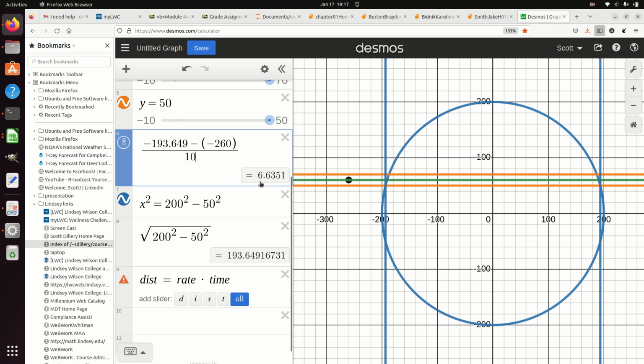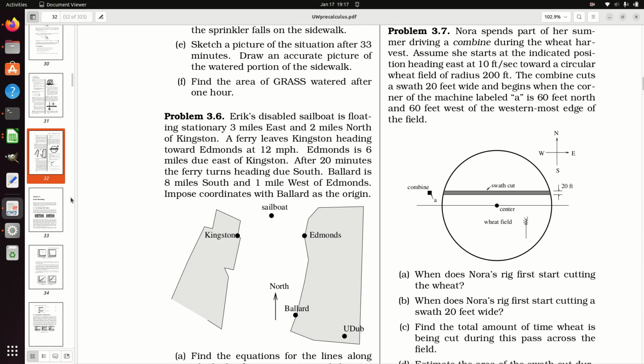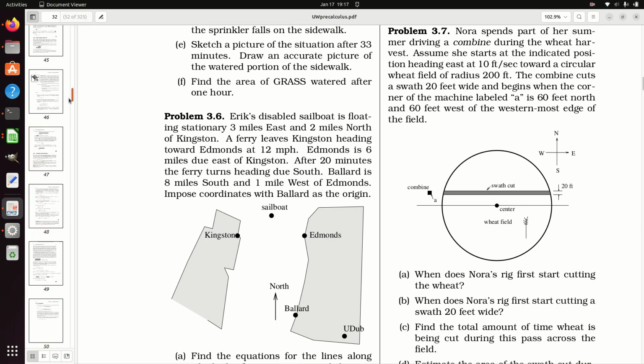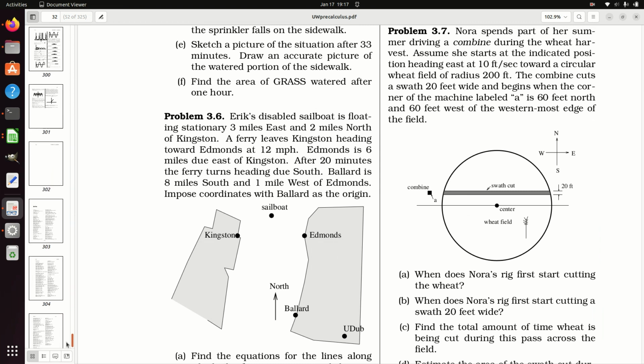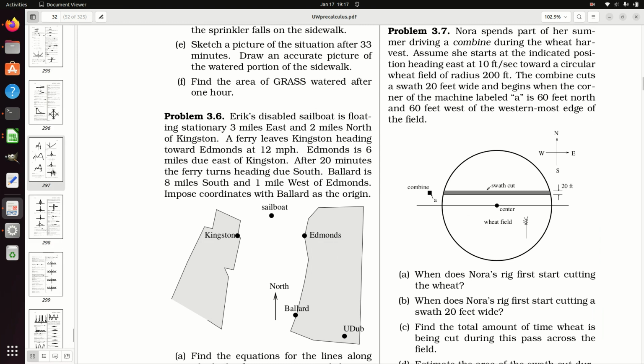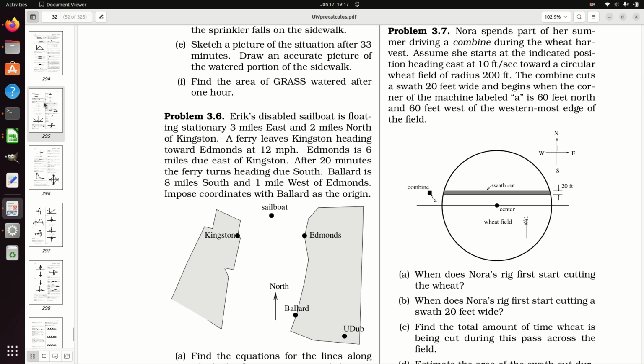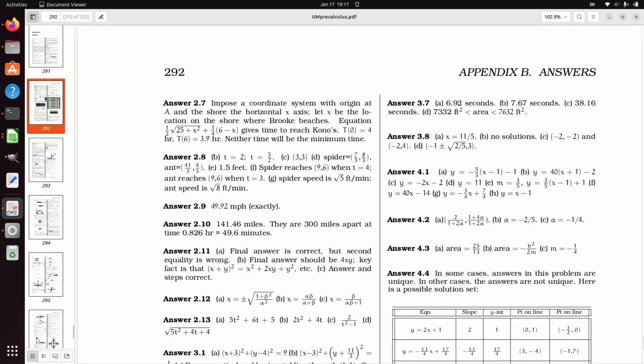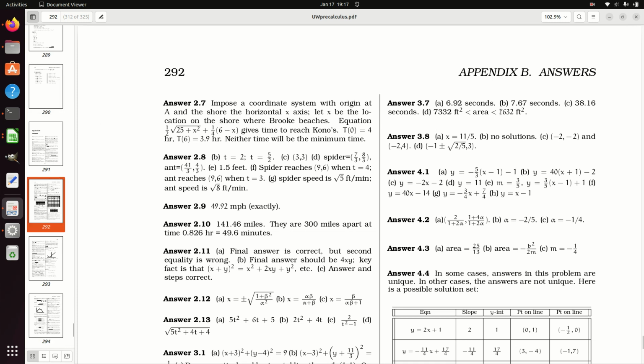Now it's possible they'll have 6.9 because again they may have used the center instead of this edge, but let's go look. Problem 3.7, let's go all the way down here to the answers, and this is 3.7a. Answers are in here somewhere. What are we at? That's chapter 8. Oh, right there. And see, 6.92 seconds. They are wrong. Okay, I'm just going to say that they're wrong.